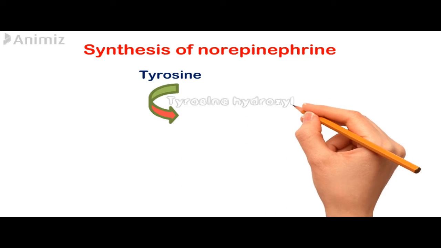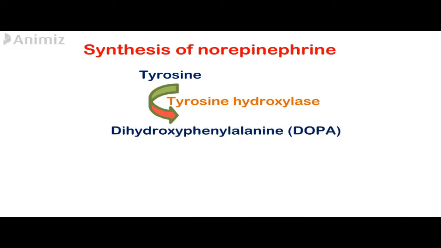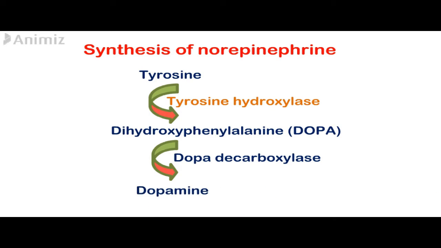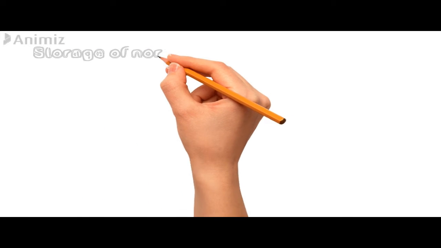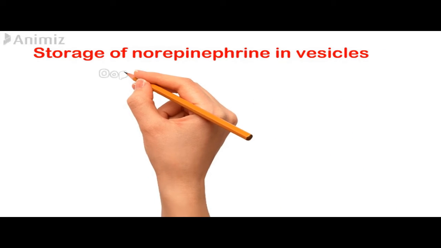Tyrosine is transported by a sodium-linked carrier into the cytoplasm of the adrenergic neuron, where it will be hydroxylated by the enzyme tyrosine hydroxylase to dihydroxyphenylalanine, DOPA. And this DOPA is decarboxylated by the enzyme called DOPA decarboxylase to form dopamine in the cytoplasm of the presynaptic neuron. So dopamine will be transported to the synaptic vesicles by an amine transporter system that's also involved in the reuptake of the formed norepinephrine.